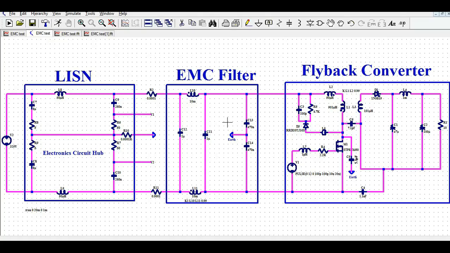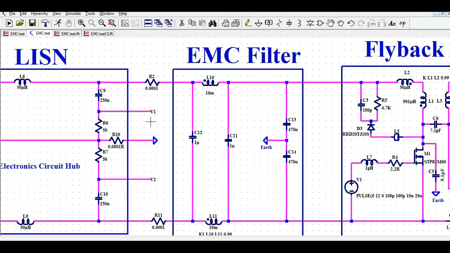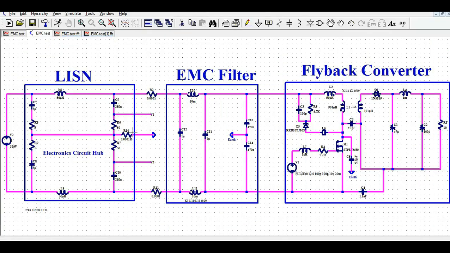Let me repeat one more time. LISN is the line impedance stabilization network, which ensures consistent test conditions, isolates the power supply, and gives the 50 ohm impedance for the measurement. At V1 and V2, I'm connecting my spectrum analyzer. So it isolates the supply and ensures 50 ohm impedance matching, then the EMC filter and the flyback. And now let me run the simulation.